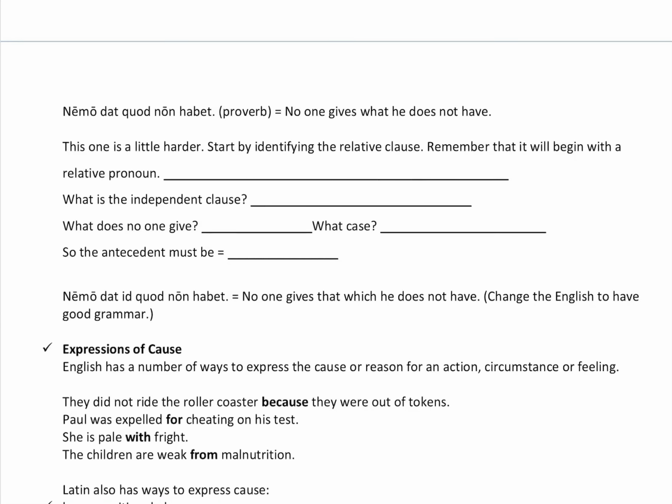So let's look at this one. Nemo dat quod non habet. Now, that's a proverb: no one gives what he does not have. This one's a little harder. I want you to start by identifying the relative clause. Remember that it begins with the relative pronoun. So, what's the relative pronoun in the English? Okay, it's "what." So the whole relative clause would have to be afterwards. "What he does not have" is the relative clause.